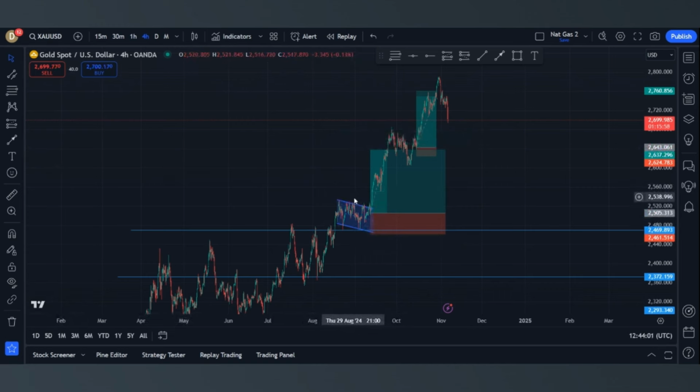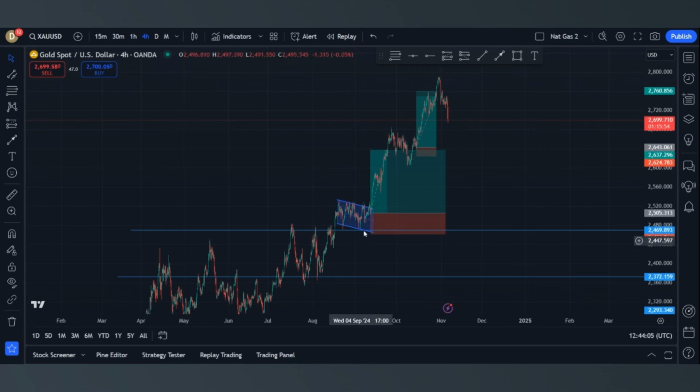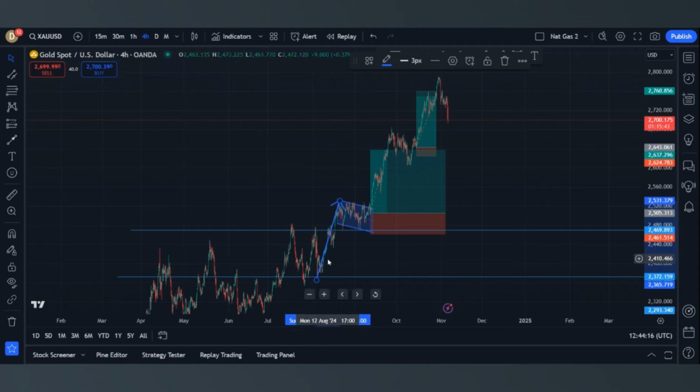But look at the angle. The angle is slightly bearish with no significant form. So this is a bullish flag, okay? The market has come from here and pushed up to here, right?